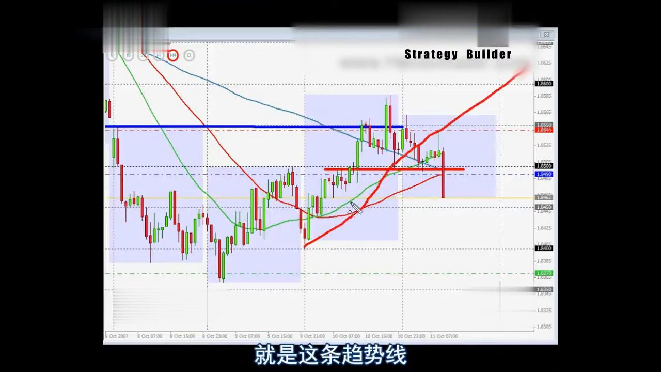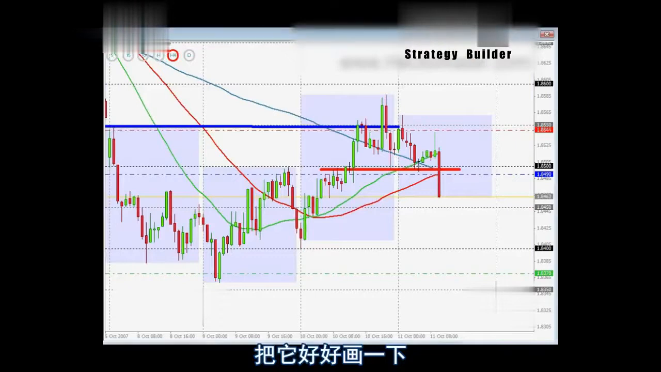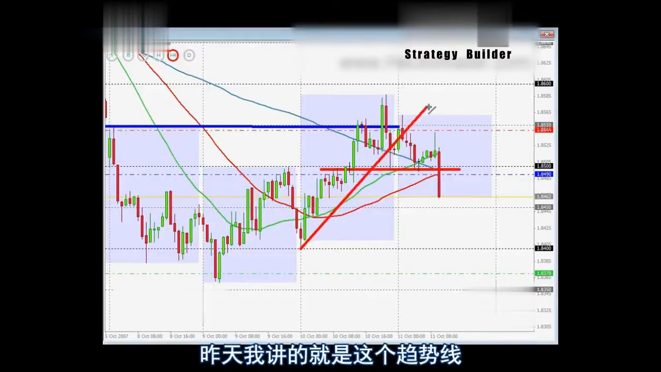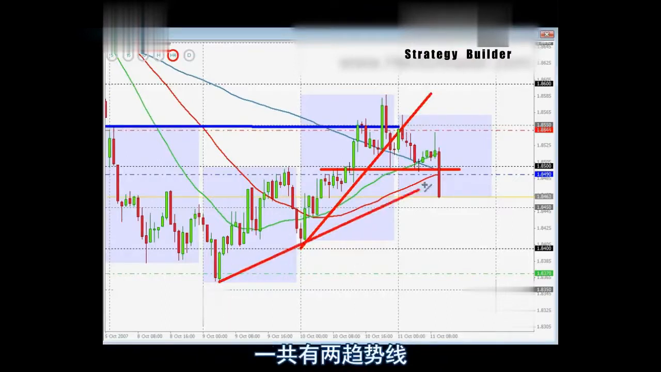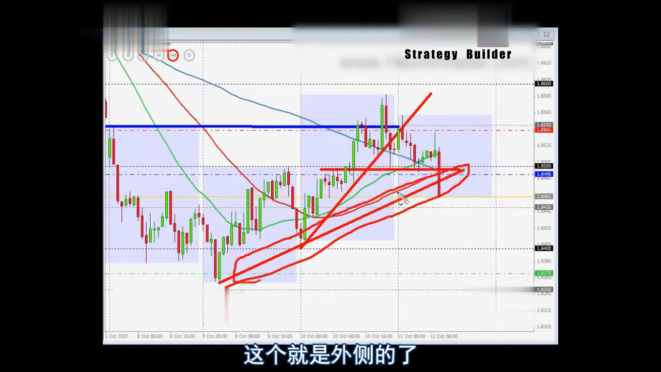We have this trend line. I was telling the guys that we had, let me draw that properly with an actual trend line, because otherwise it's a mess. I was telling the guys yesterday on the video, uploaded on the blog, that we had two trend lines. One was the aggressive one, the inner one, and one was the outer one. This of course being the outer one, and this being the inner one.